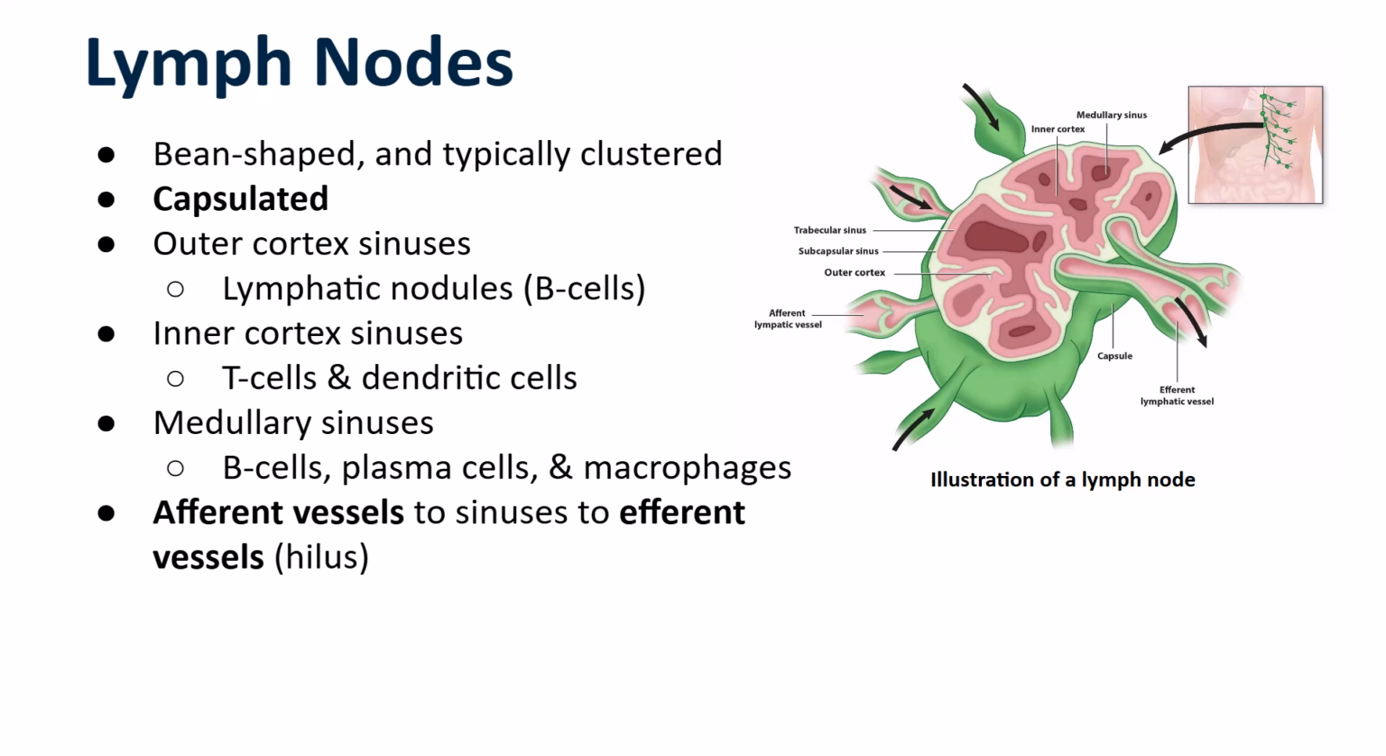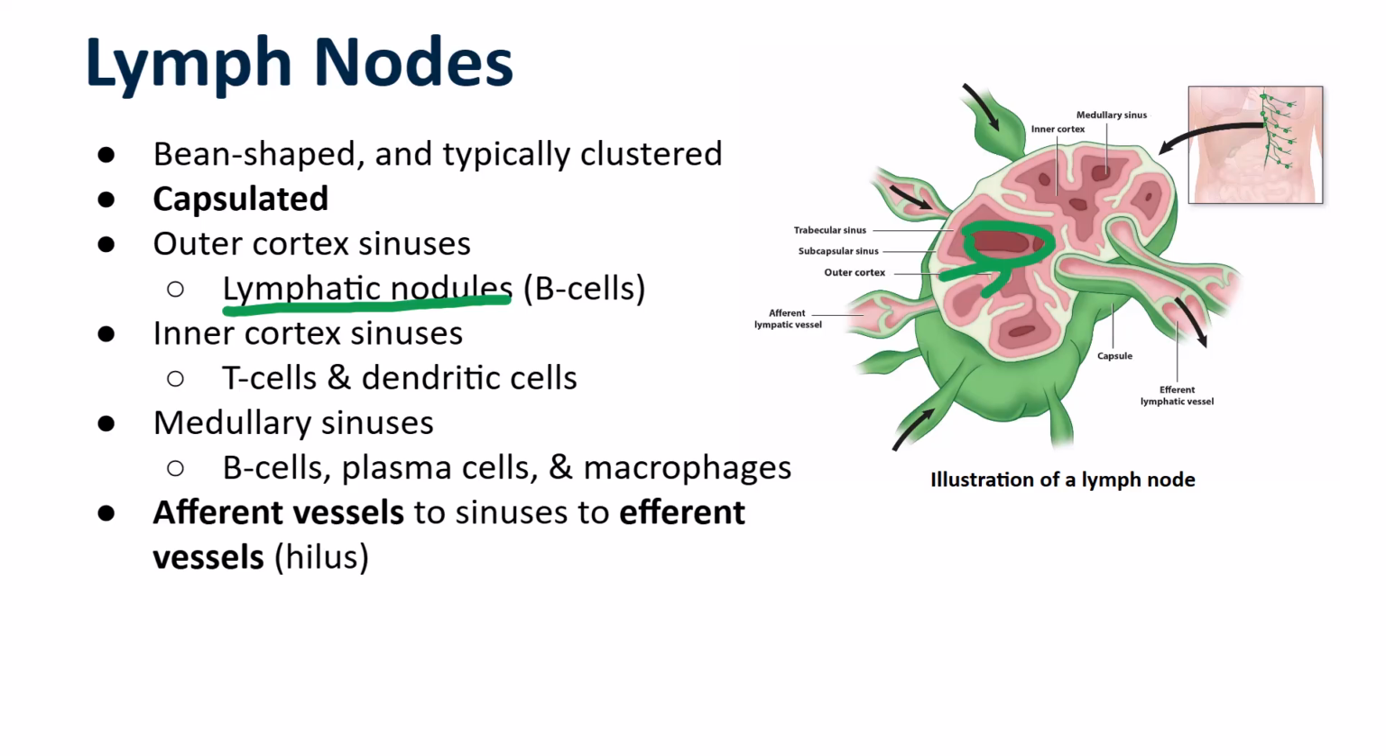Now, lymph nodes have outer cortex sinuses. These outer cortex sinuses are hosts to B cells in clusters called lymphatic nodules. There are also inner cortex sinuses, which host both T cells and dendritic cells. Dendritic cells in this context are serving as antigen-presenting cells. And then there are medullary sinuses. Medullary sinuses contain B cells and plasma cells derived from those B cells, as well as macrophages.